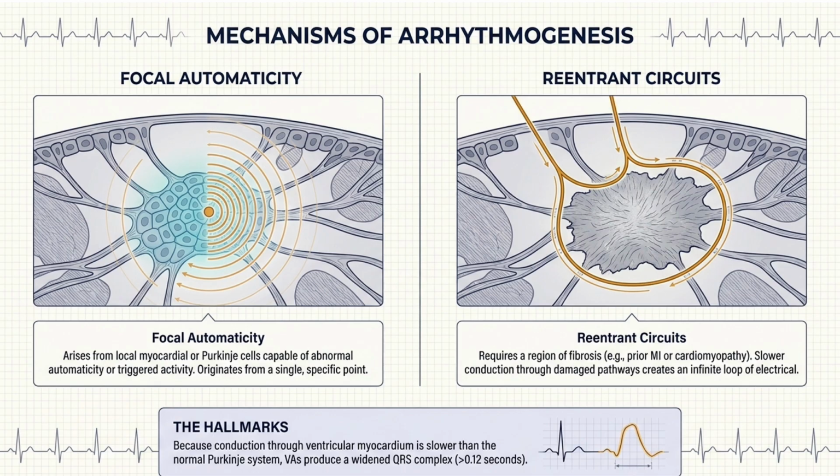Regardless of the mechanism, the hallmark of a ventricular arrhythmia on the ECG is a widened QRS complex greater than 0.12 seconds, because the signal travels more slowly through the myocardium than through the heart's natural fast conduction system.